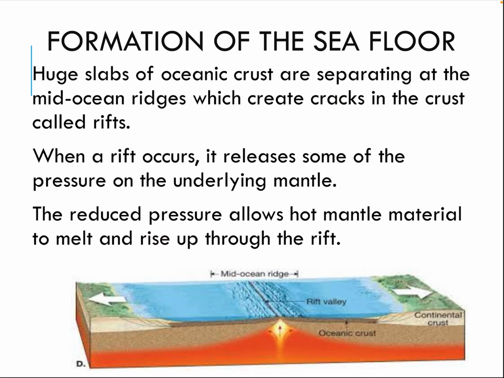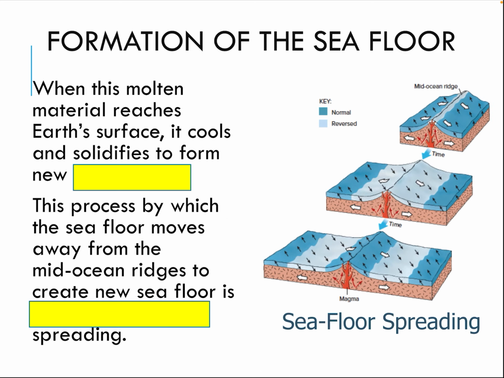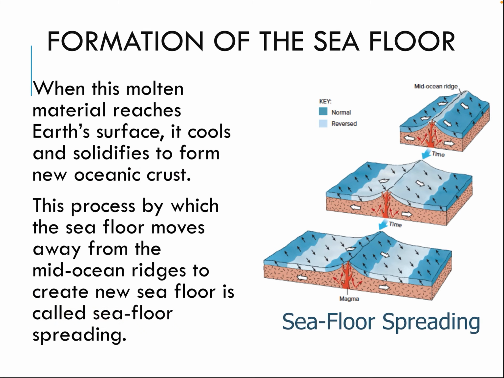And so we find in the middle of the oceans these huge mountain ranges that travel through the ocean basins where the seafloor is spreading. So as this magma reaches the surface and solidifies to form new oceanic crust, it's called seafloor spreading. And that's what Robert Ballard went down to look for way, way back when he was a young man.